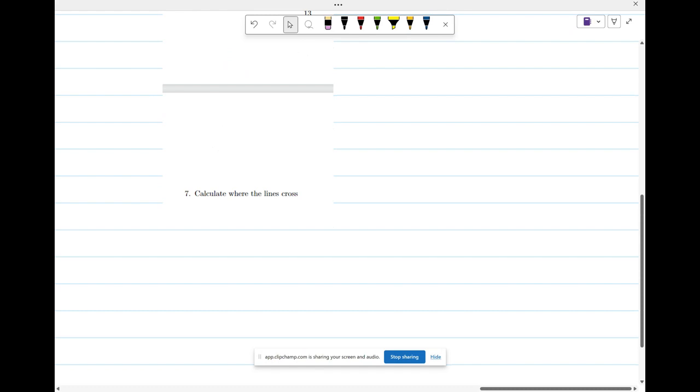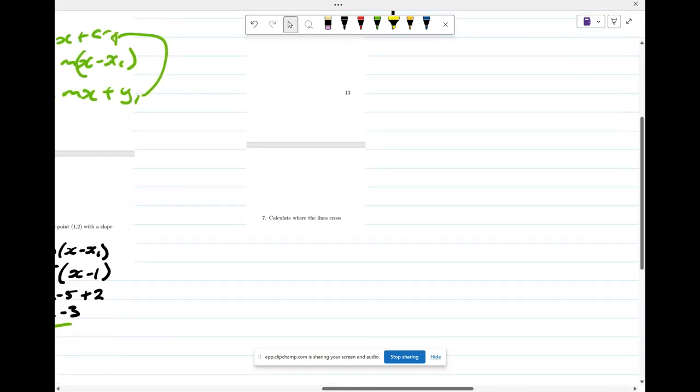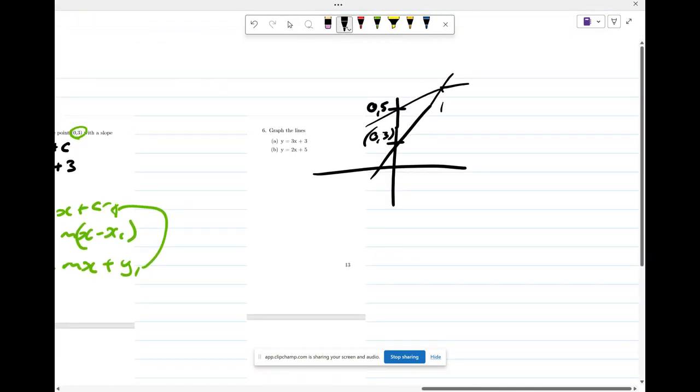Oh yeah, next question, calculate where the lines cross. So we could see here, if we had drawn it really accurately, we could drop this down and get the coordinates of this point. So let's say it's a, b.